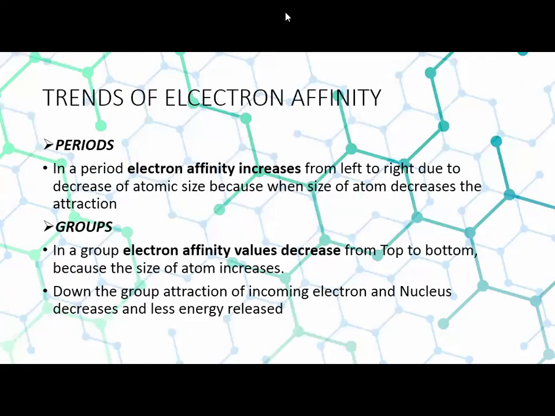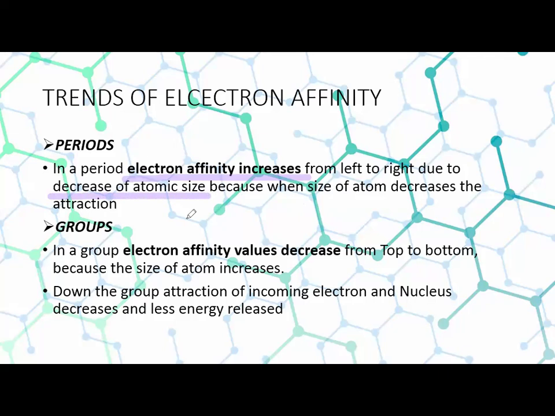So periods में हमारे पास क्या है? In a period, the electron affinity increases. Why? Because you know that again the atomic size decreases. If the atomic size decreases, the attraction between the nucleus and the electrons increases, and there is lesser chance that an electron can be added easily in the outermost shell.